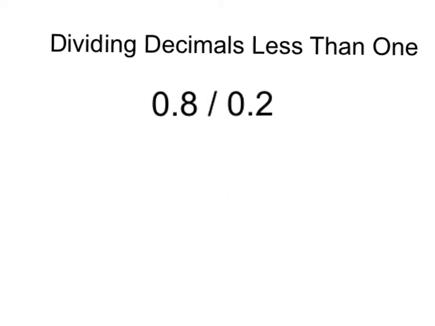This is dividing decimals less than 1. So we're talking about numbers that are between 0 and 1, like 8/10 and 2/10, like you see on the screen. Please take a moment to get a calculator, pause the video, and type in what you see on the screen, 0.8 divided by 0.2.